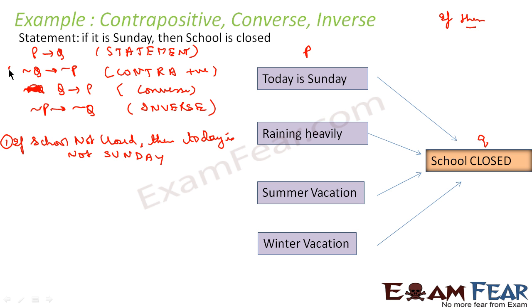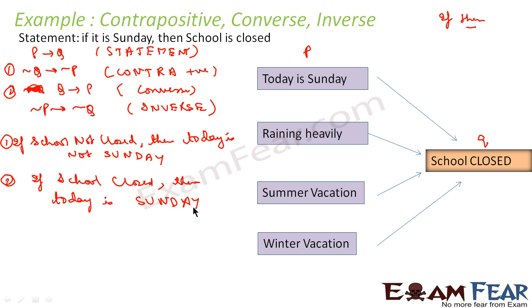So the contrapositive is 1. Now to find the converse, it is Q implies P. So for the converse, first write Q. Q is: if school closed. Correct? And P is what? P is today is Sunday. So: if school closed, then today is Sunday. This is my example.